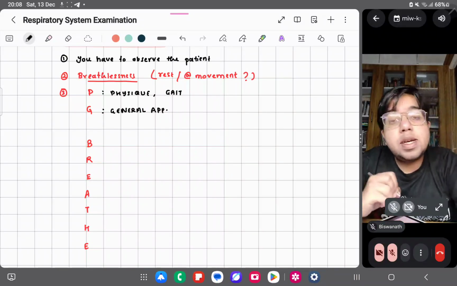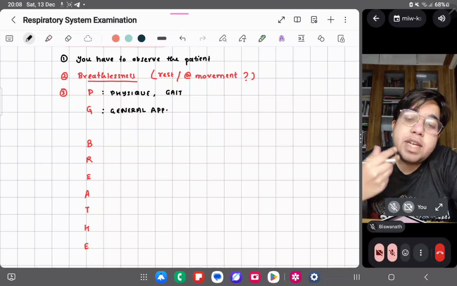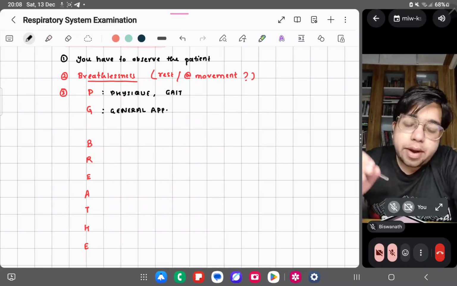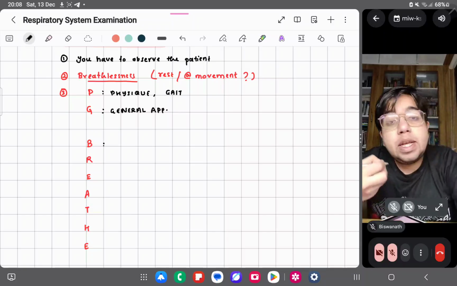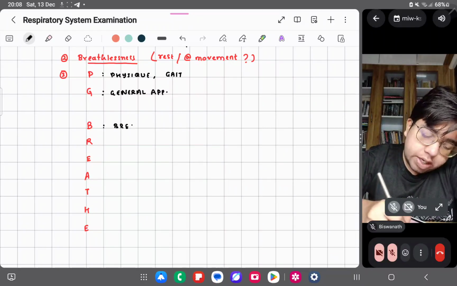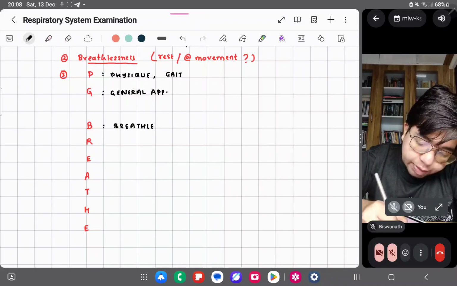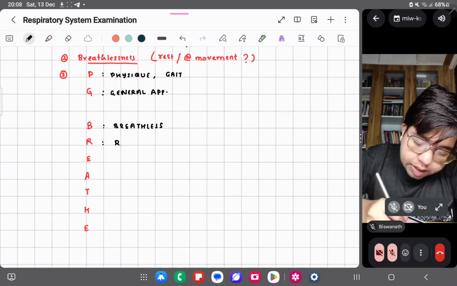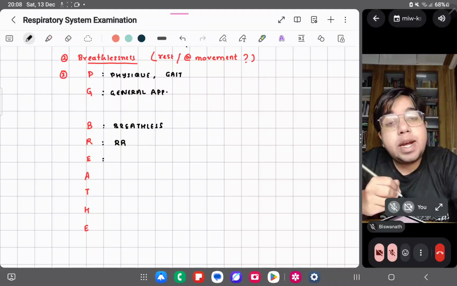Is the patient looking cyanosed? Is the patient's face looking pale? You have to observe that. You have to take the respiratory rate. Okay. So B is for breathlessness and R is for respiratory rate. You have to take the respiratory rate.